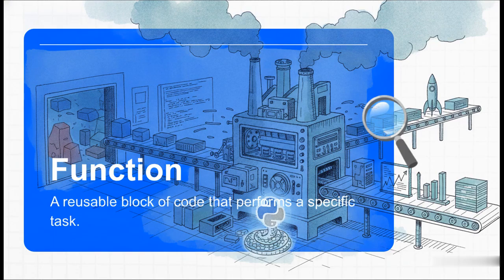I actually like to think of a function sort of like a specialized machine in a factory. You feed the machine some raw materials, it does a very specific, predefined job, and then it hands you back a finished product. You don't need to rebuild the machine from scratch every single time you want that product, right? You just turn the machine on.